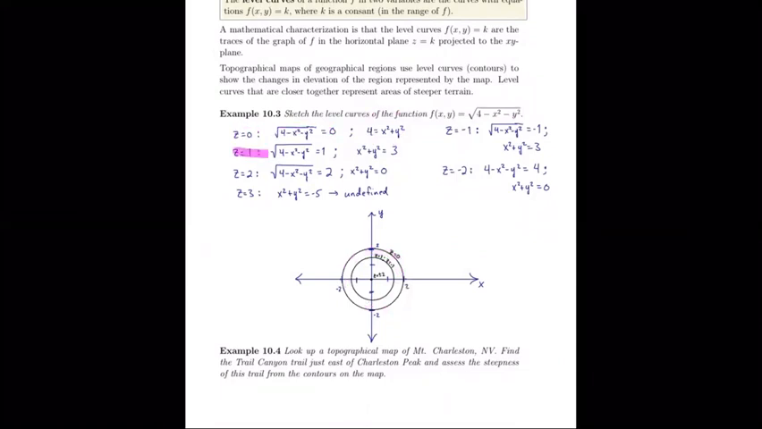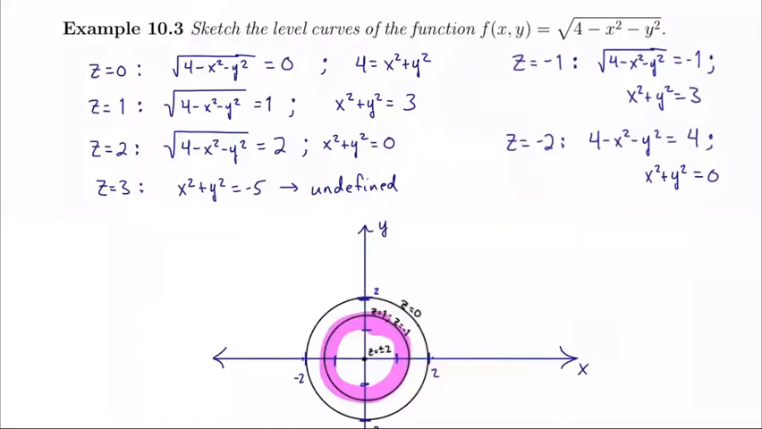Z equals 1. Simplifying that, we get x squared plus y squared equals 3. In fact, if we do z equals -1, we get something similar: x squared plus y squared equals 3. Those are the same circles. And it is represented right here, marked with z equals 1 and z equals -1 if you zoom in closely to see it.